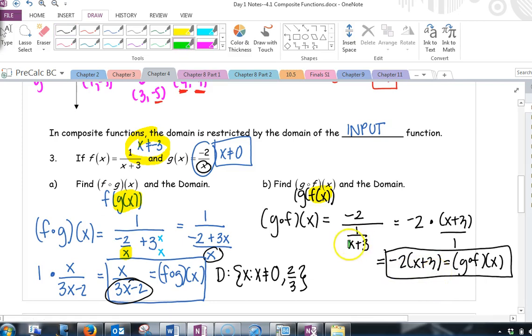But remember, originally, you had x plus 3 in the denominator. So this means that the domain is still x such that x can't be negative 3, okay, which was our original f of x domain up here. So that would be our domain.